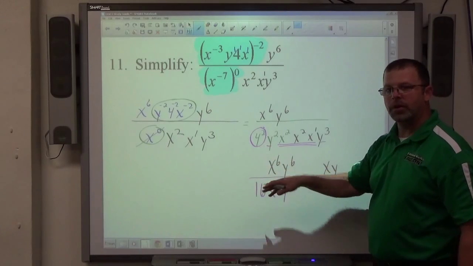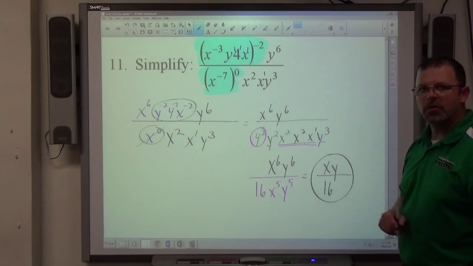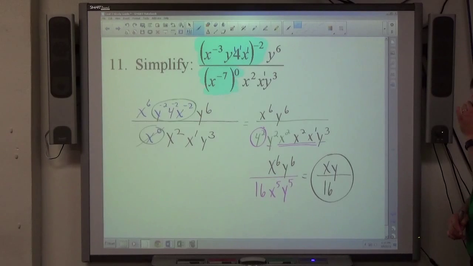16 belongs on the bottom because there's no other numbers affecting it whatsoever. X, y over 16 is the least simplified answer for that problem.